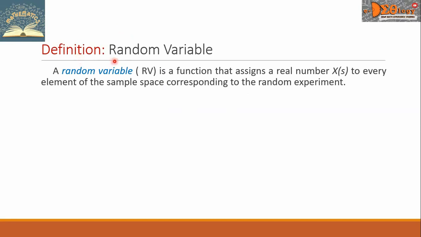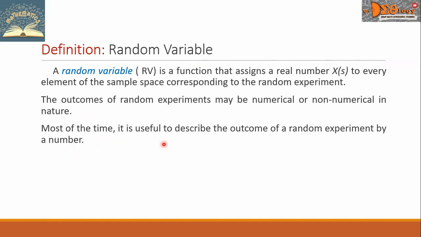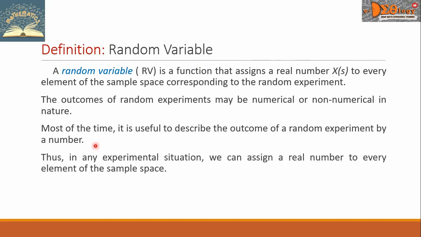A random variable, denoted by RV, is a function that assigns a real number x or capital X to every element of the sample space corresponding to the random experiment. The outcomes of random experiments may be numerical or non-numerical in nature. Most of the time, it is useful to describe the outcome of a random experiment by a number. Thus, in any experimental situation, we can assign a real number to every element of the sample space.